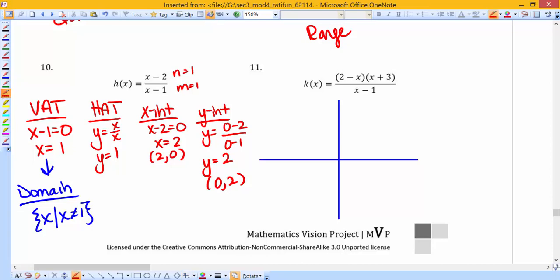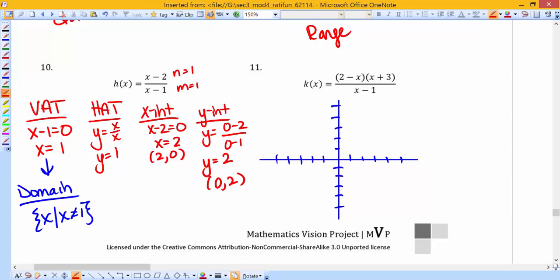Okay. Well, let me put in some lines here. 1, 2, 3, 4, 5.